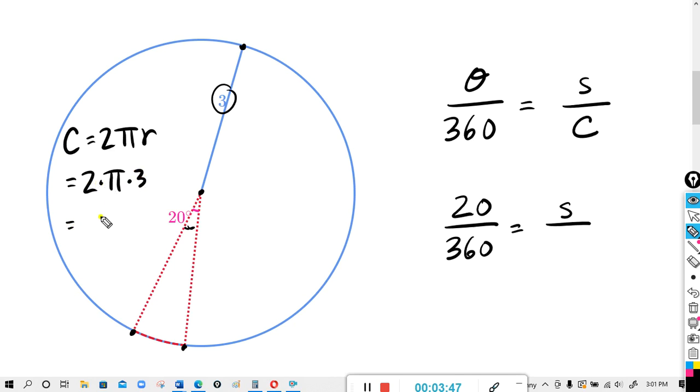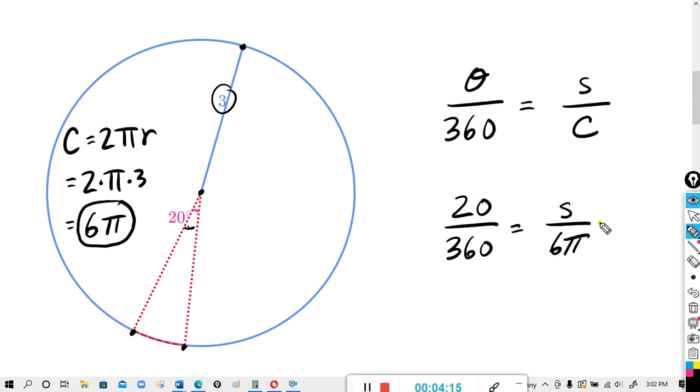And of course, 2 times 3 is just 6, and we're going to leave pi as is. The reason we're doing that is because it said to enter an exact answer in terms of pi or use 3.14. It's better to just leave it. So in place of C, we calculated C to be 6 pi. That's the circumference or distance around.